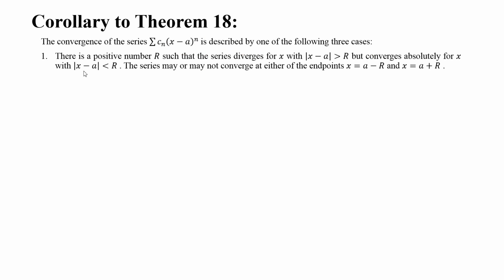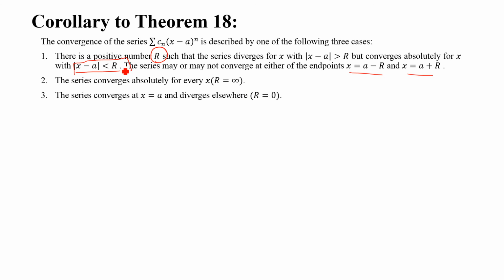Number 1, there is a positive number r such that the series diverges for x with |x minus a| greater than r, but converges absolutely in the region where |x minus a| is less than r. The series may or may not converge at either of the endpoints x equal to a minus r and x equal to a plus r. The second case, the series converges absolutely for every x, that is, on the whole real line. Third case, the series converges at x equal to a and diverges elsewhere.